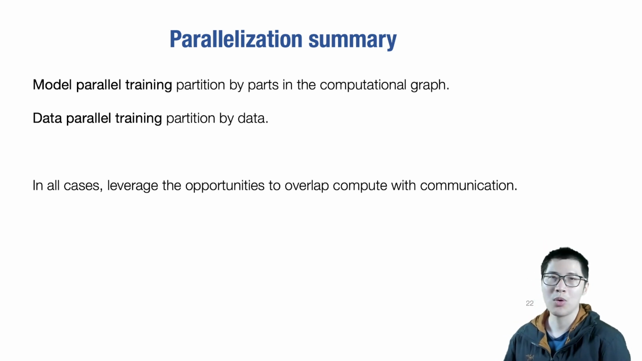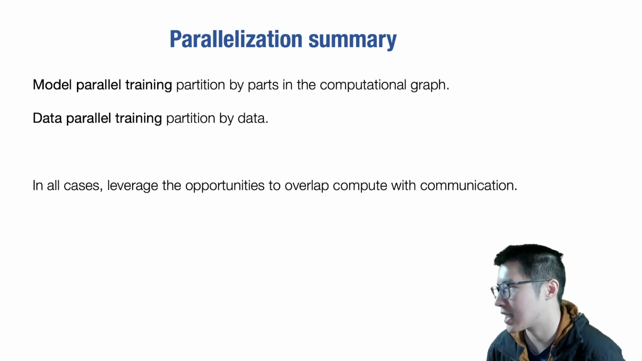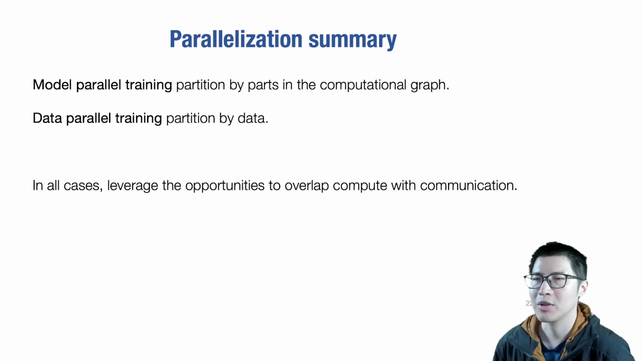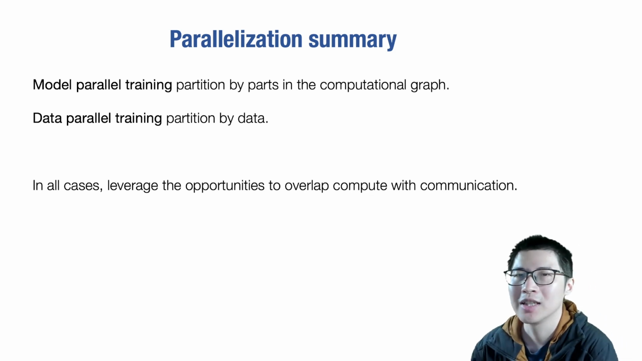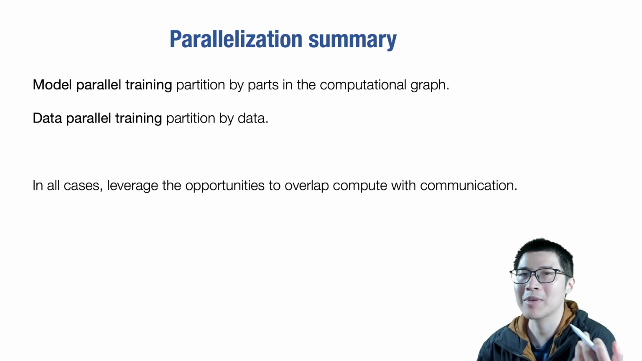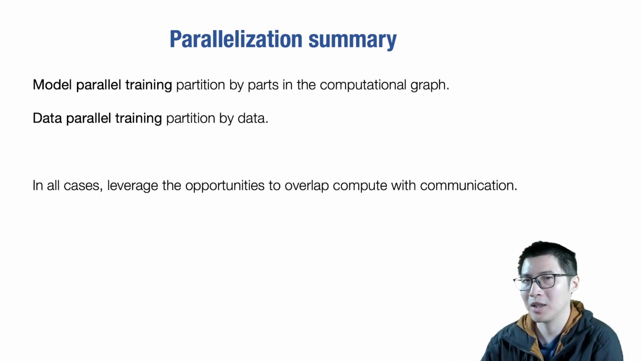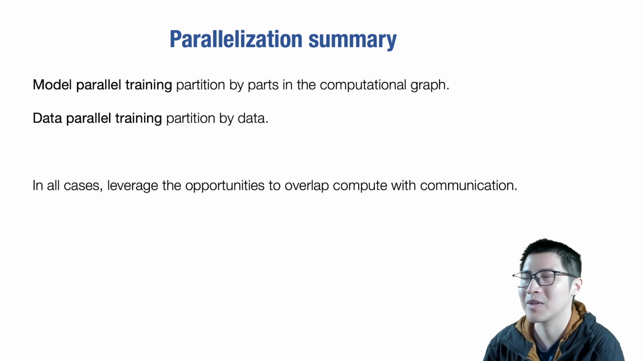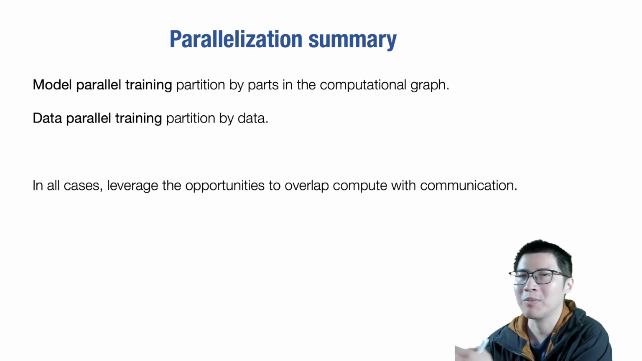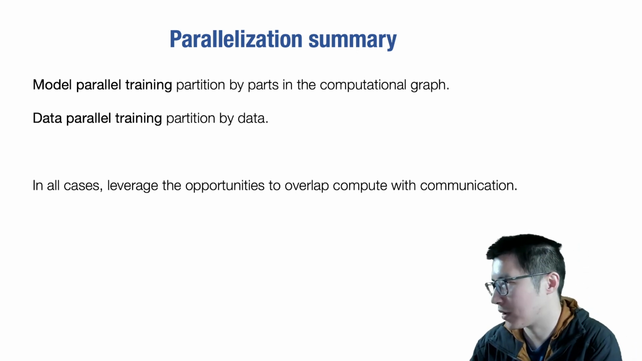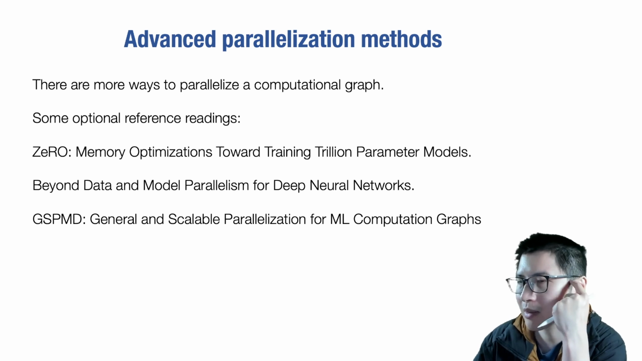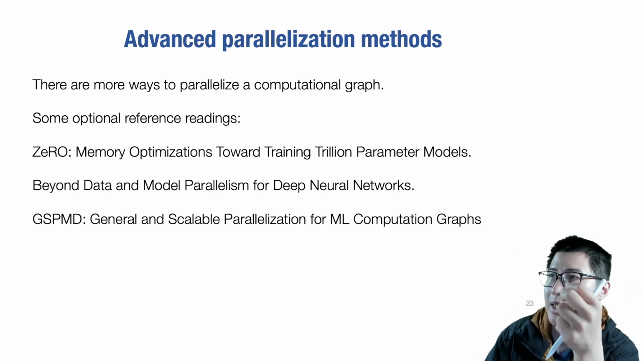In all the cases, we want to be able to leverage the opportunity to overlap the compute with communication, so that communication can happen with the computation, and you can hide the communication latency. It's the same case when you are trying to load the data from the disk or other sources onto GPU. That's the same thing. You also want to be able to hide the data copy from the outside to GPU concurrently with the GPU computation as well.